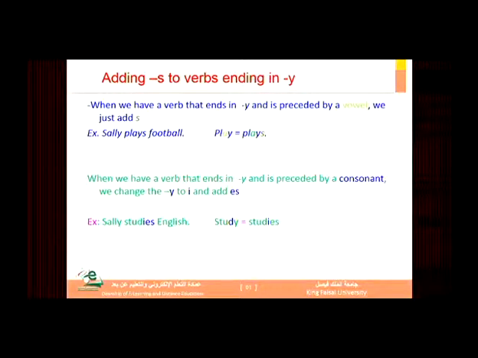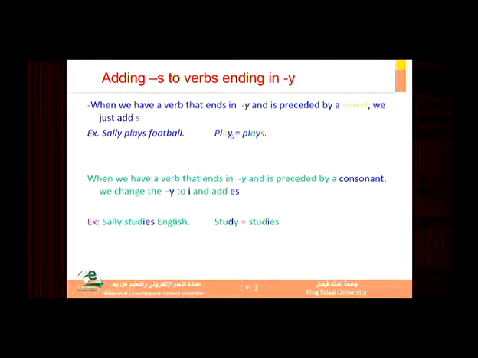Okay, now sometimes we have different verbs that end with Y. Now we need to understand, sometimes we add an S to those verbs and sometimes we delete the Y and add an IES. We need to understand how and when we do that. Okay, the simple rule says when we have a verb that ends in Y and it is preceded by a vowel, we just add S.